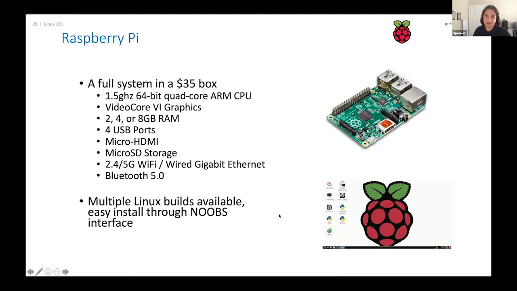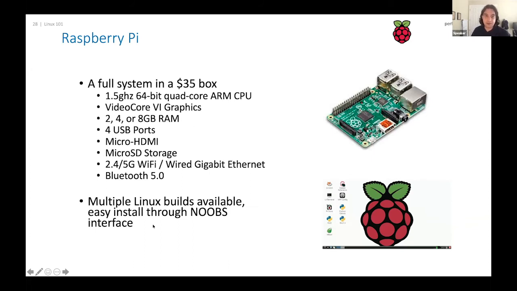Raspberry Pi, another great way to get started with Linux today. It's a full system in a $35 box. These things are getting powerful. I have the 4B running a wall board actually in my office, and these things are really getting powerful with an 8 gigabyte option now, although more expensive than the $35 box, obviously.